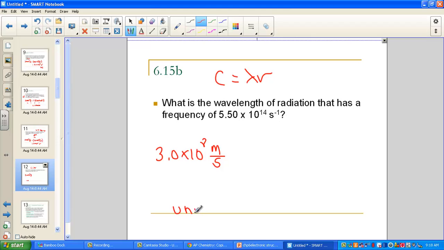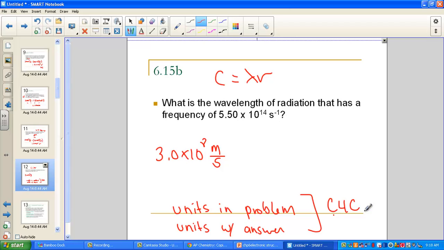Let me also just stress units in the problem, units with answer. I'm just reminding us of our criteria for credit for homework. The criteria for credit for homework says every time I have a mathematical problem, I have to show the work, including units in the problem and with the final answer.